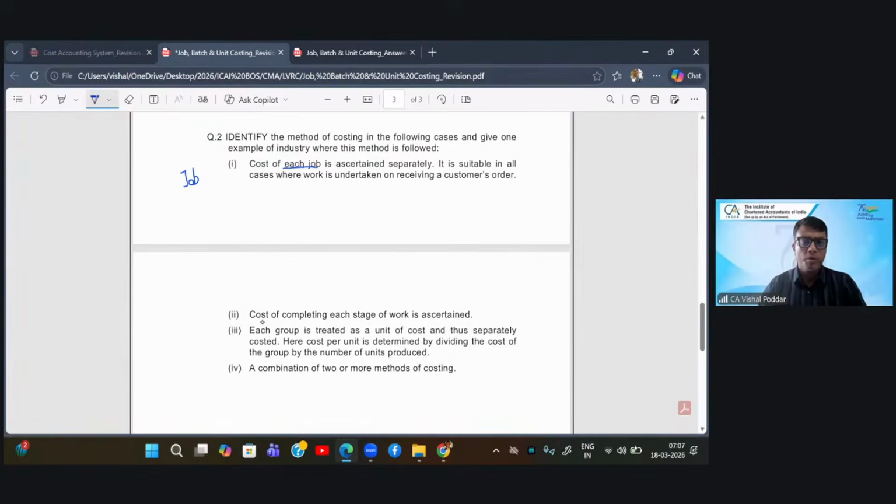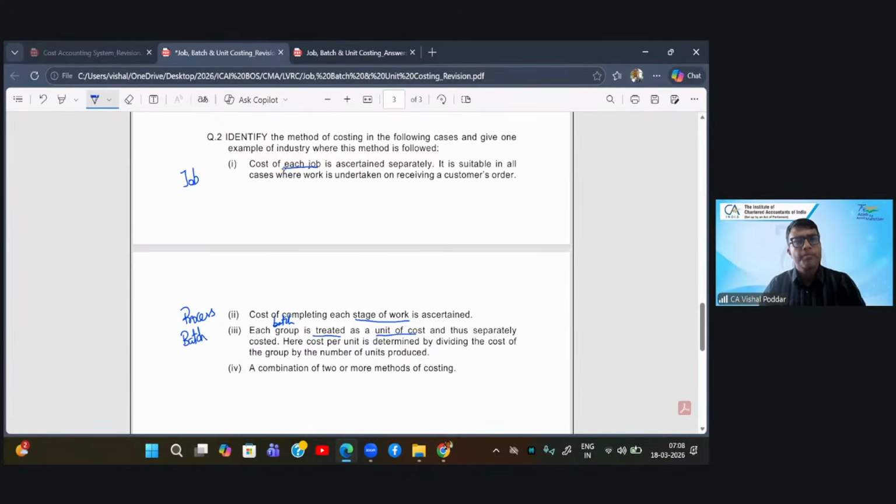Then when you are doing work where the work is involved in stages, in steps, in processes, the method applicable is process costing. Then when you make groups, groups means batches, and then you treat each group as one unit of cost. That is, you are doing costing for each group, each batch, which becomes batch costing.